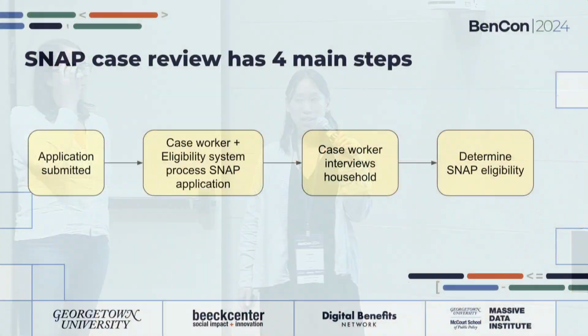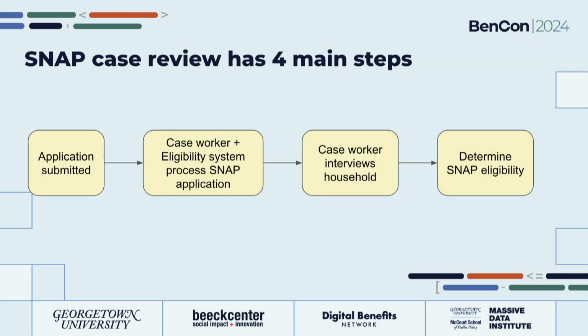For those of you who aren't familiar, the SNAP case review process has 4 main steps. The first is that an application form is submitted. A caseworker and an eligibility system currently process that application, and then the same or a different caseworker interviews the household. Then all that information combined is finally used to determine SNAP eligibility.